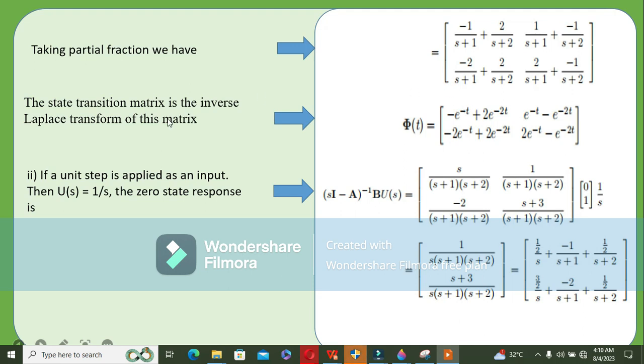Then the next question says, if a unit step is applied as an input, the unit step, that is 1, of course, applied as an input, then we have U of s, because the unit step is 1 in the time domain, but in the frequency domain it is actually what? 1 over s. So we have it converted in the frequency domain to 1 over s. So we have to look for what? The zero state response. Do not forget that we told you that the total response of the system, like we calculated, is equivalent to what? The zero input response plus the zero state response.